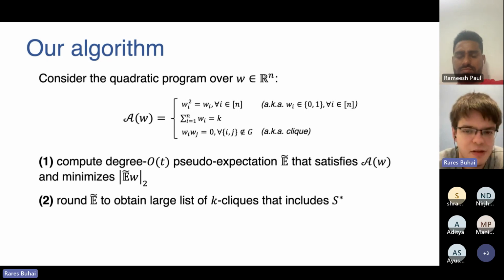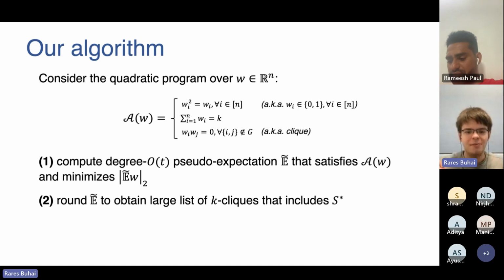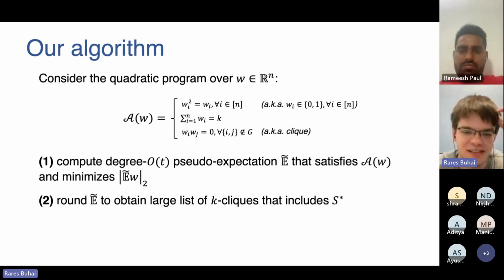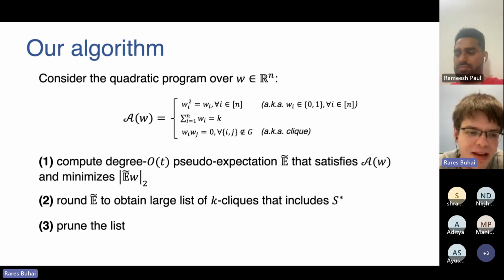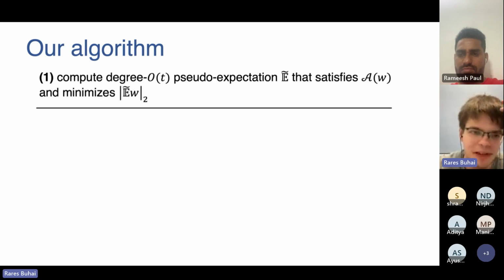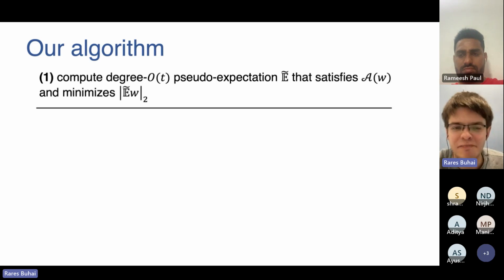The second step is that you use this pseudo expectation that you computed to do some rounding, and this will actually give you already a list of k cliques that includes the true one, but it's going to be a potentially very large list, like a list of size n to the t. So in the last step, we just prune this list. And now I'm going to go through each of these steps and say more about them. The first one is the most tricky in terms of terminology.